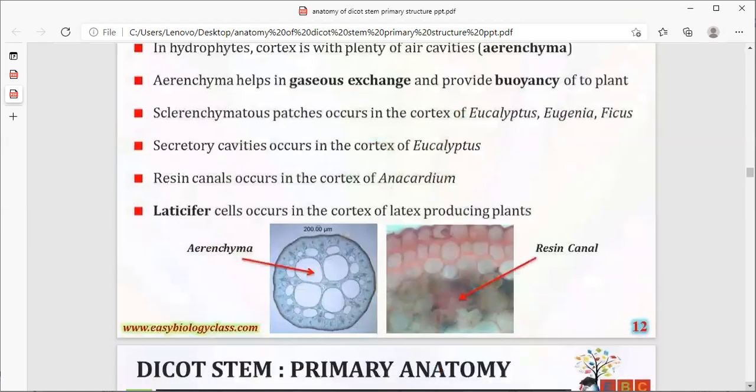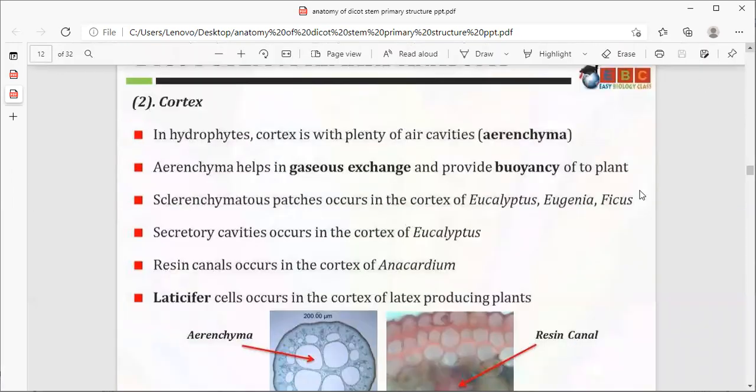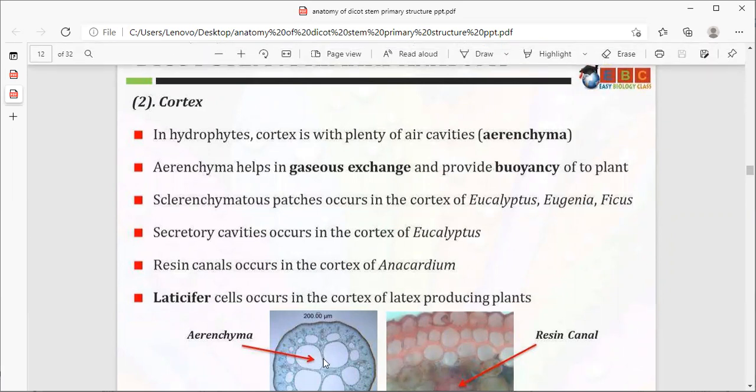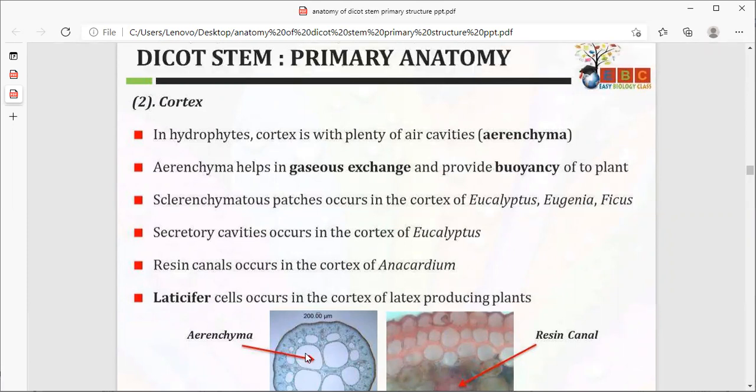Next, in some hydrophytes we can find some kinds of adaptations. In the hydrophytes, in the cortex regions, we can find parenchyma cells. In Hydrilla and Limnophila, we can find these kinds of adaptations. We can find large empty vacuoles in the cortex regions, for storage of gas.